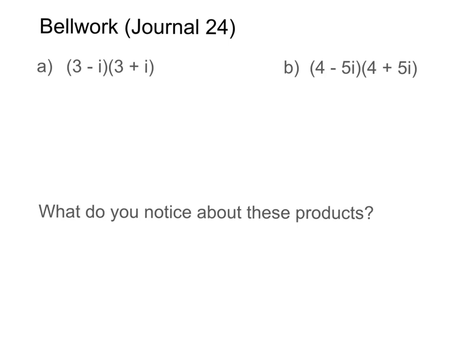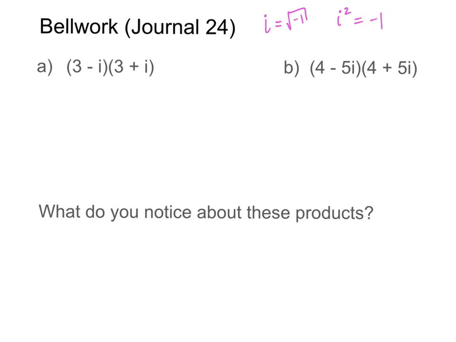All right, so on this journal here, journal 24, we're going to start out with a bell work where we're FOILing out two of these factors, but they have imaginary numbers in it. Just as a quick reminder, i, or imaginary numbers, i is the square root of -1. But we also learned that if you square i, you get -1, which is not an imaginary number, it's a real number.